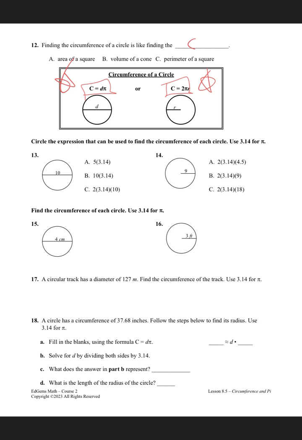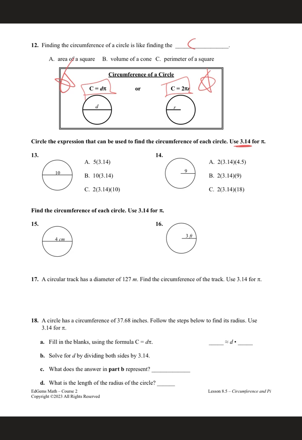All right, number 13 and 14. It says use the expression that can be used to find the circumference of each circle. Use 3.14 for pi. So on number 13, what do they give us? Do they give us the radius or do they give us the diameter? They give us the diameter.